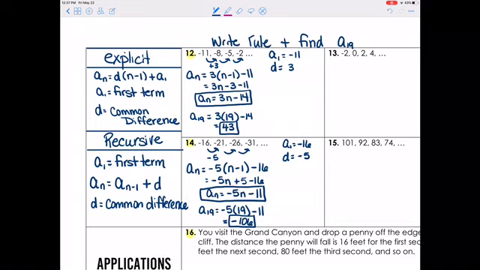Okay, go ahead and try 13 and 15. Pause the video, come back when you're done, and we'll move on to the application pieces.